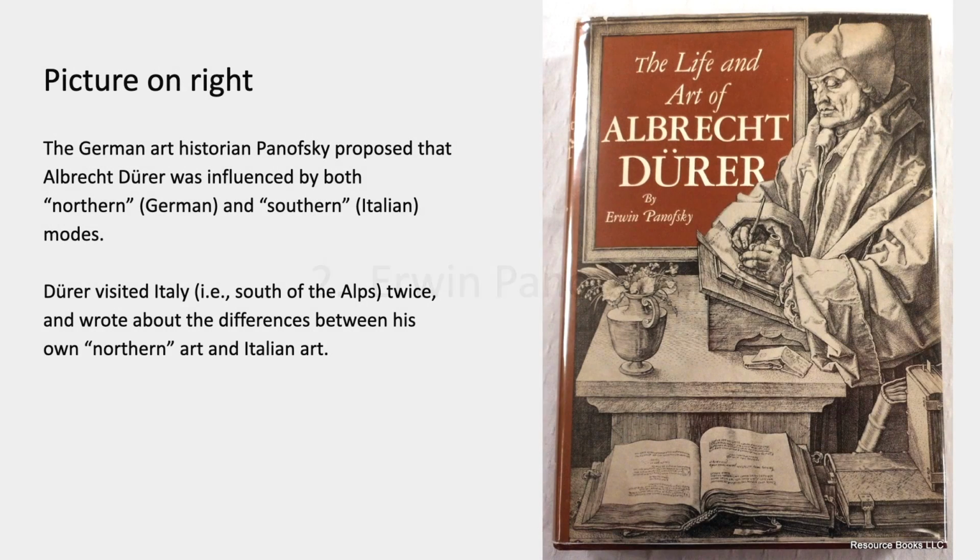So my second example is the German art historian Panofsky. He wrote a book on Albrecht Dürer, and he says in that book that Dürer was influenced by both northern, that is German, and southern, that is Italian, modes of art making. So this is north and south of the Alps. Dürer visited Italy twice, crossed the Alps twice, and he wrote about the differences between his own quote-unquote northern art and Italian art, and that's the subject of Panofsky's book.